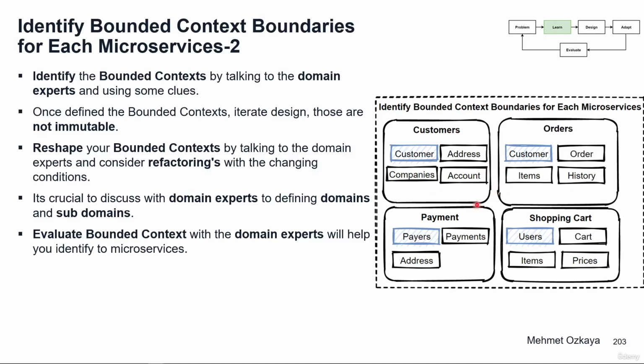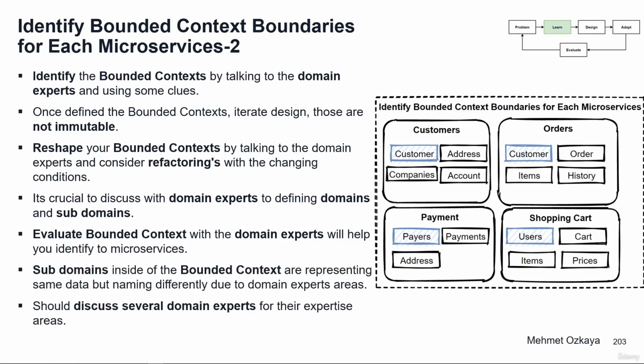There are several bounded contexts like customers, orders, payments, and shopping cart. And in the bounded context, we have subdomains. For example, under customer, we have customer address. Under order, we have items ordered. Under shopping cart, we have users, cart items, and so on.